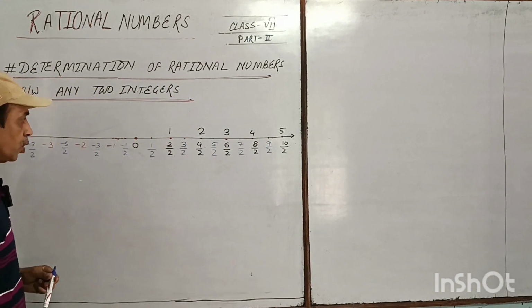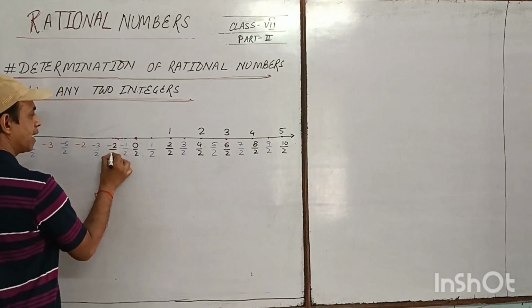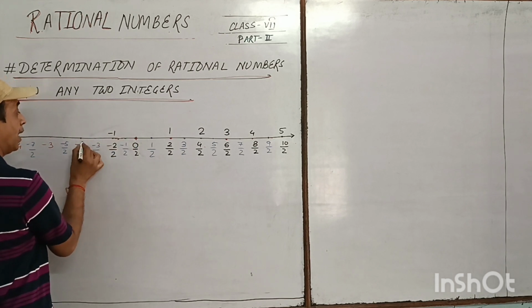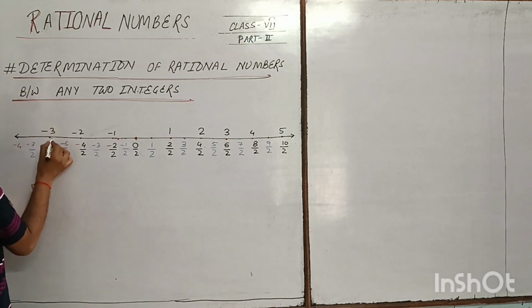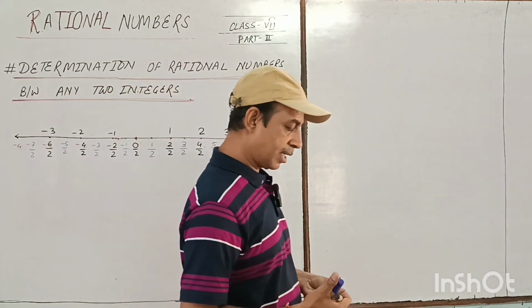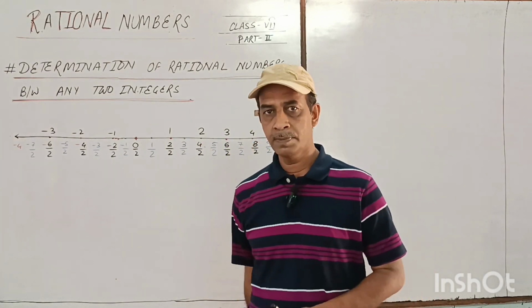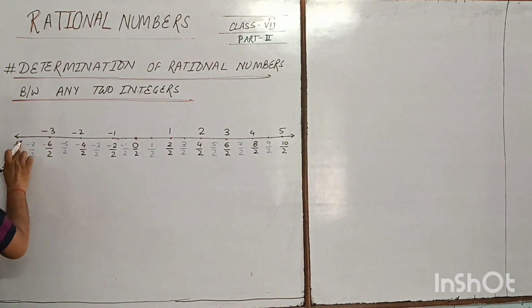Any doubt? 0 can also be written as 0 upon 2. The same way here, minus 1 can be written as minus 2 upon 2, minus 2 can be written as minus 4 upon 2, minus 3 can be written as minus 6 upon 2. That means we have inserted one rational number between all the two consecutive integers. The same thing can be proceeded, writing all integers with the denominator as 2.